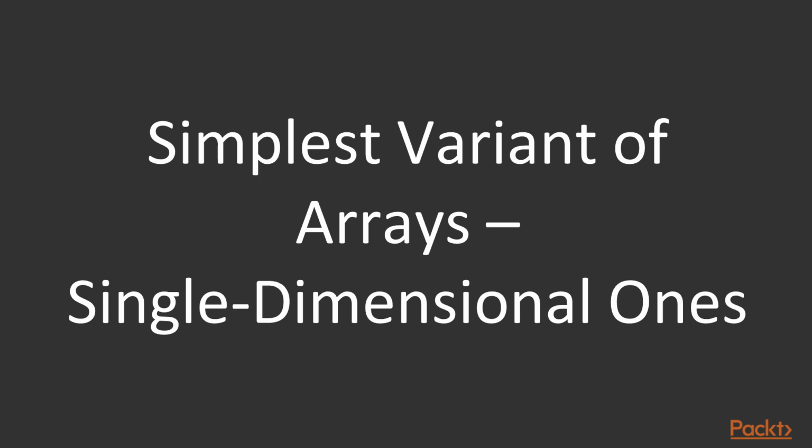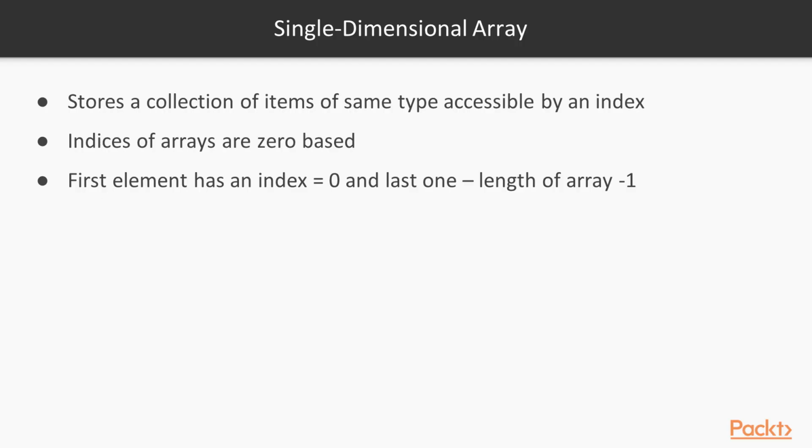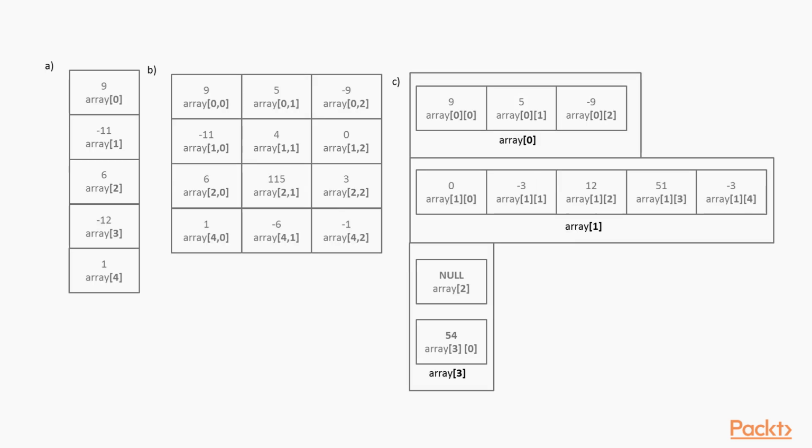Let's proceed to the simplest variant of arrays, namely single-dimensional ones. A single-dimensional array stores a collection of items of the same type, which are accessible by an index. It is important to remember that indices of arrays in C# are zero-based. This means that the first element has an index equal to 0, while the last one, length of array -1. The example array is shown in the preceding diagram, on the left indicated by A. It contains 5 elements with values such as 9, -11, 6, -12 and 1. The first element has an index equal to 0, while the last one has an index equal to 4.